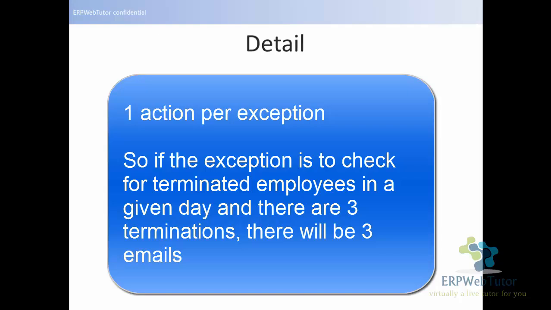Now the detail performs one action per exception. So in the example of 10 users, where the exception caught 10 users, the summary sent one email for all the exceptions, but a detail is one action per exception. So if it finds 10 user records created, it is going to send 10 emails. So that's basically the difference between the detail and the summary.